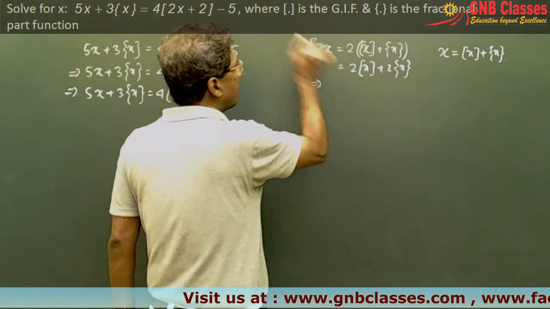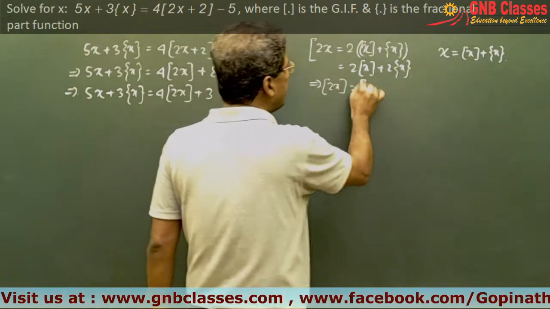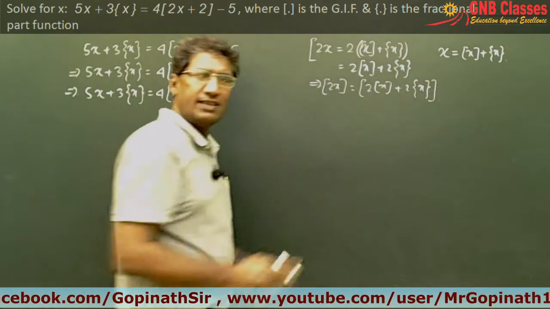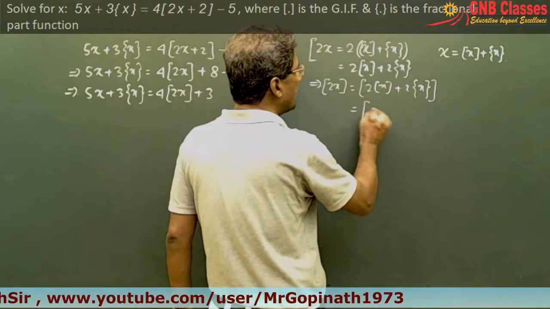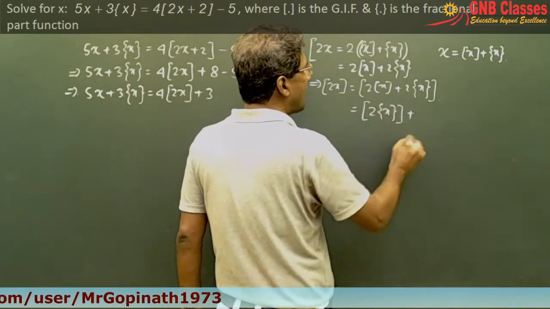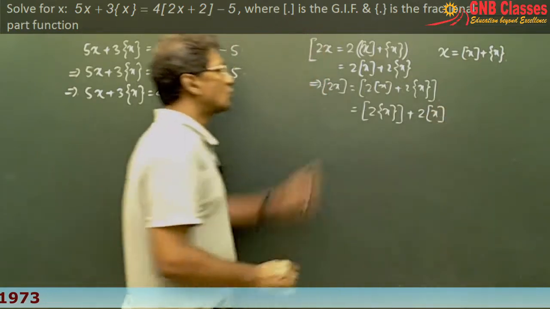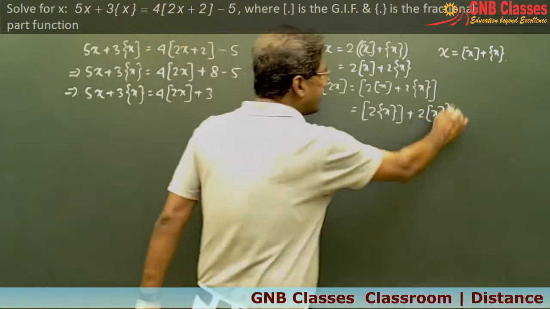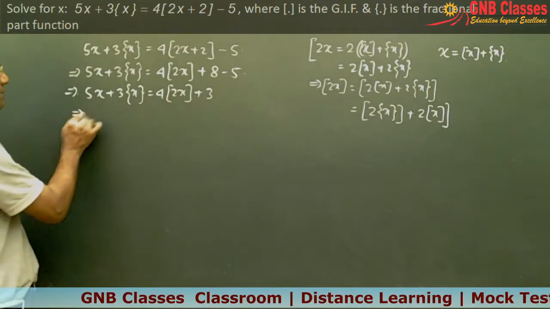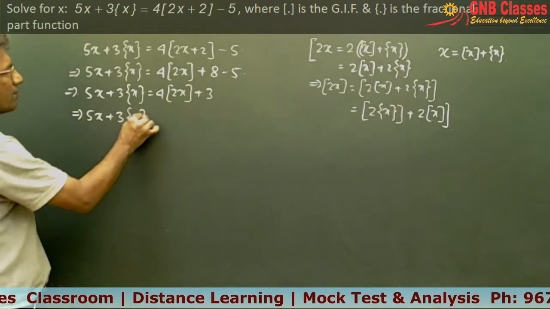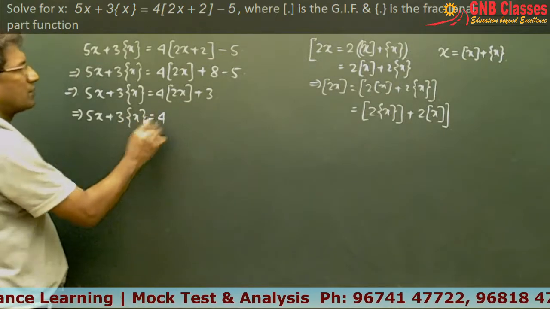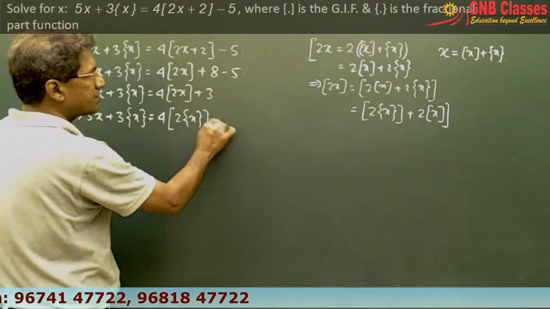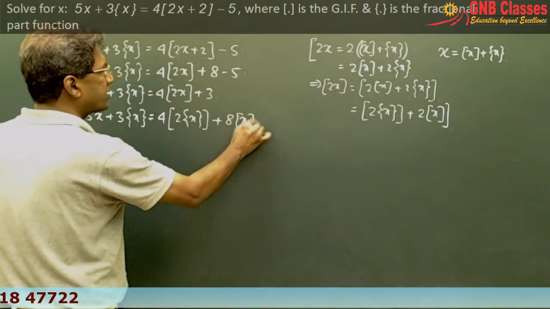That implies ⌊2x⌋ is nothing but ⌊2⌊x⌋ + 2{x}⌋. Now 2⌊x⌋ is again an integer, so I can separate it: ⌊2{x}⌋ + 2⌊x⌋. Is it clear? So ⌊2x⌋ can be written as ⌊2{x}⌋ + 2⌊x⌋. I am replacing this in my given equation. So what are we going to get? Four times ⌊2x⌋, I am replacing it by that: ⌊2{x}⌋ + 8⌊x⌋ + 3.